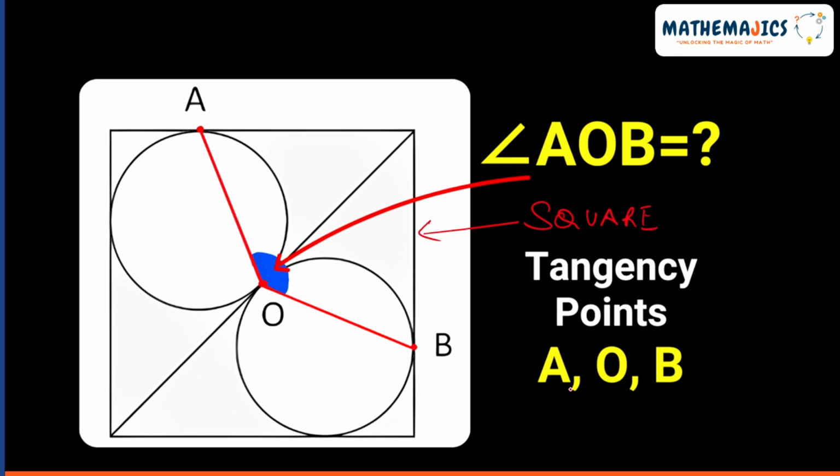We are also given that points A and B are tangency points. What does that mean? That means the line segments touching these two circles at point A, point O, and point B will be tangents to these two circles. Apart from this, we need to find out angle AOB. We need to find out this angle AOB in blue color. Okay. Let's see how we can find this angle.